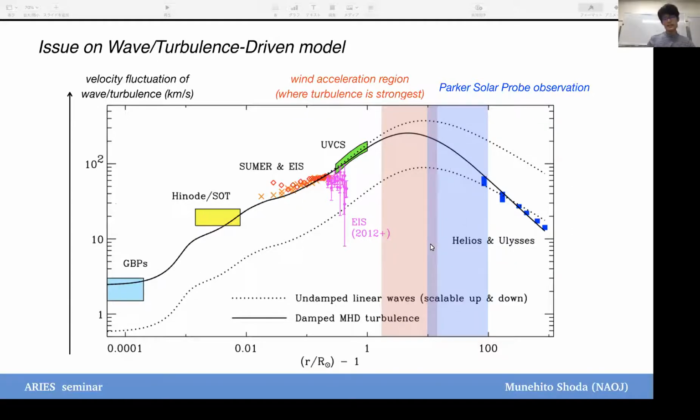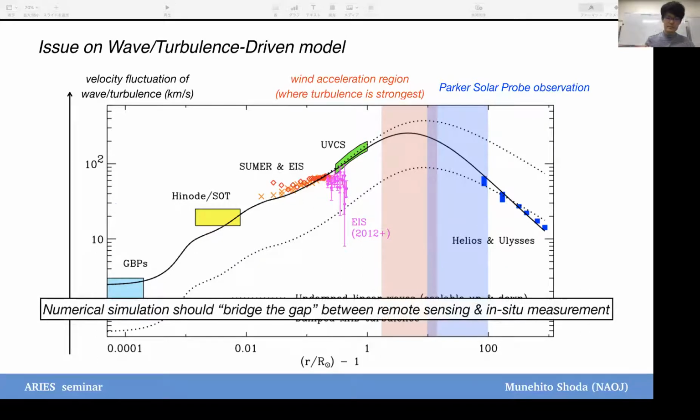So anyway, by this figure, I don't mean the remote sensing is meaningless or the in situ measurement is meaningless. Both are very important, but in order to bridge the gap between the remote sensing and the in situ measurement, we need a numerical simulation to fill in the gap in the red shaded region.